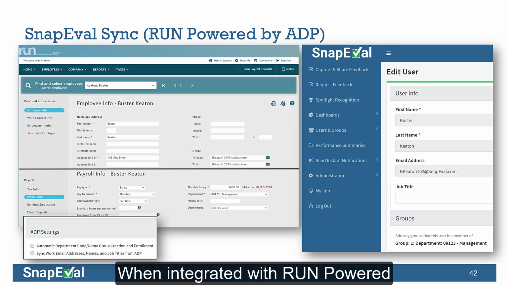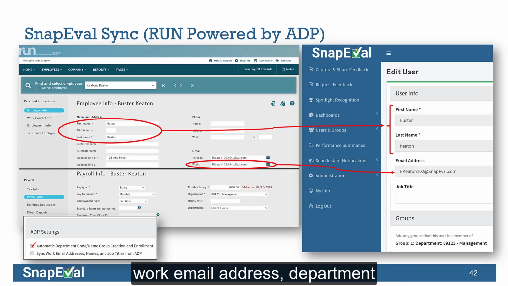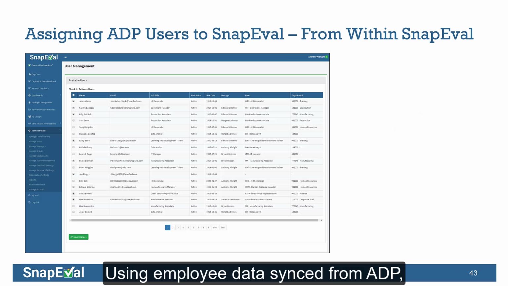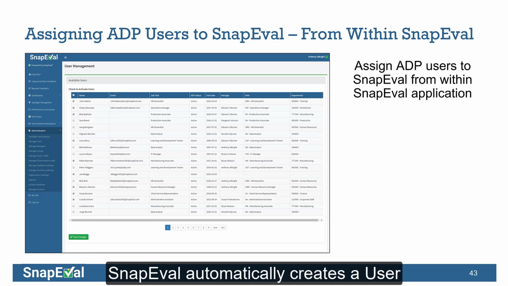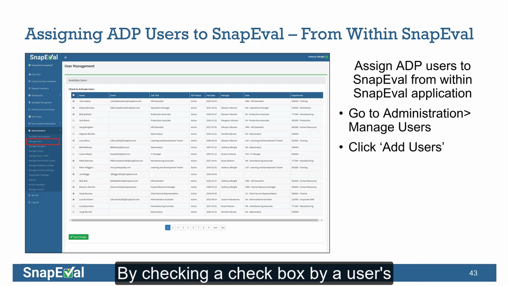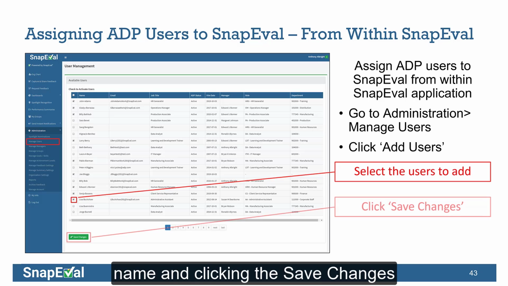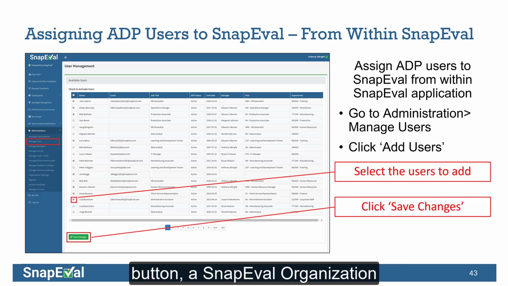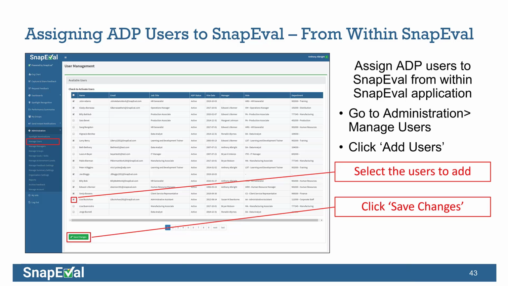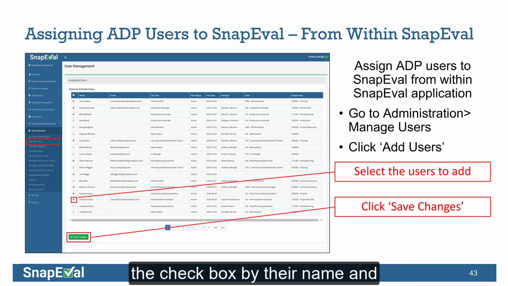When integrated with Run powered by ADP, SnapEval automatically imports and updates employee name, work email address, department assignment, hire date, and ADP status. Using employee data synced from ADP, SnapEval automatically creates a user staging table in the SnapEval application. By checking a checkbox by a user's name and clicking the Save Changes button, a SnapEval organization administrator uses this staging table to assign specific users from the organization to the SnapEval application. Users can be unassigned by unchecking the checkbox by their name and clicking the Save Changes button.